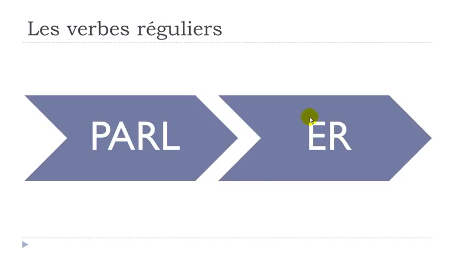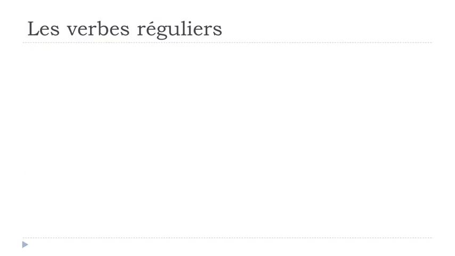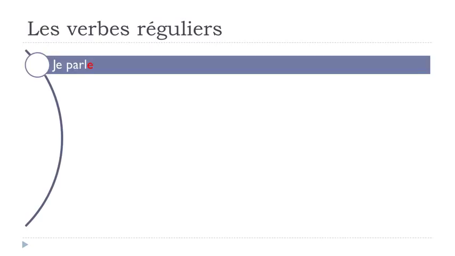So this is one verb ending with ER. It means that it belongs to the first group, and it won't be tricky or so difficult to conjugate. So we'll see together how to conjugate this verb. For the first person, je, you put this parl again, and after that you just put the ending E, and the way to pronounce it is je parle. Remember, we write it, but we don't really pronounce it, je parle.